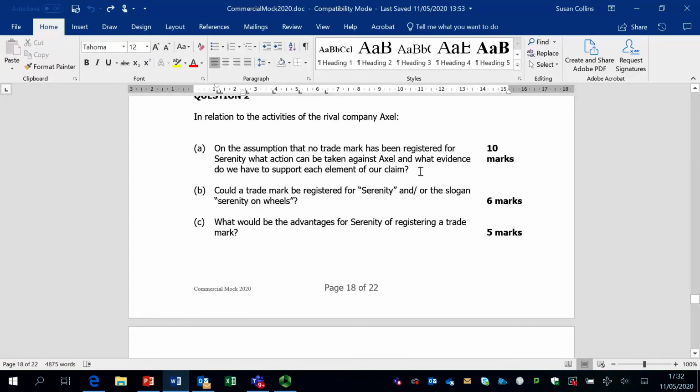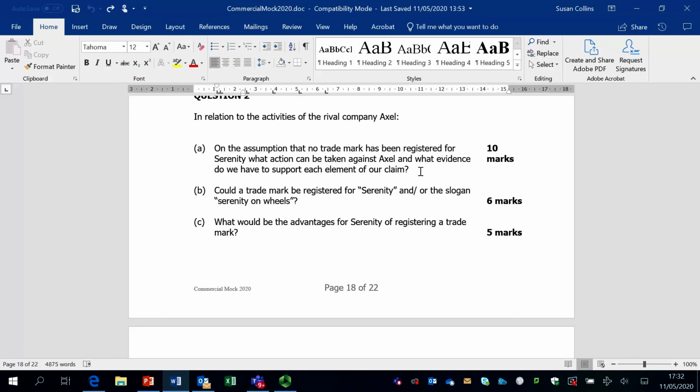All right, now it's really important here that you have noticed the first part of that question. On the assumption no trademark has been registered. You will gain 0 marks for writing about registered trademarks in answer to that question because you've been told there isn't one. So you could write about it for an hour, you would still get 0 marks because it's not relevant to the question. All right, so do make sure you've read the question.